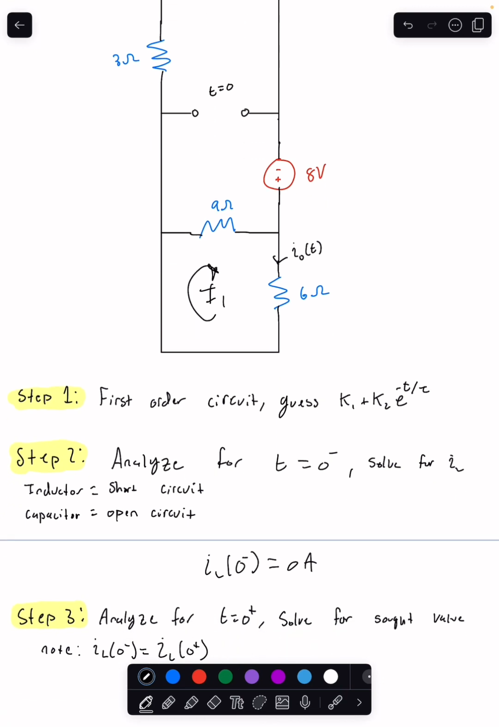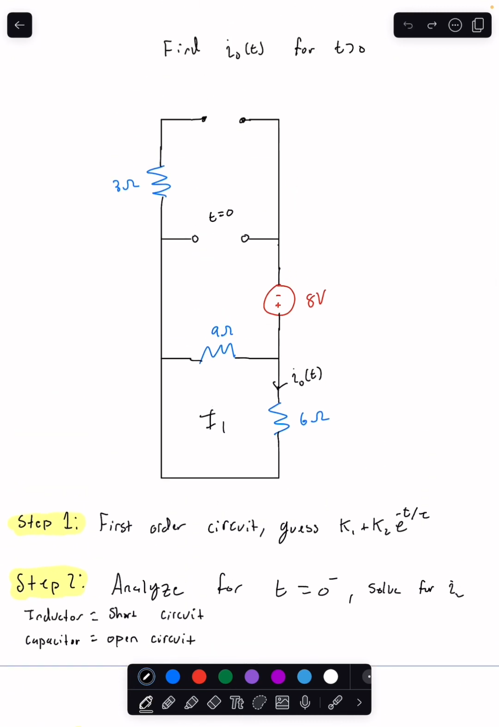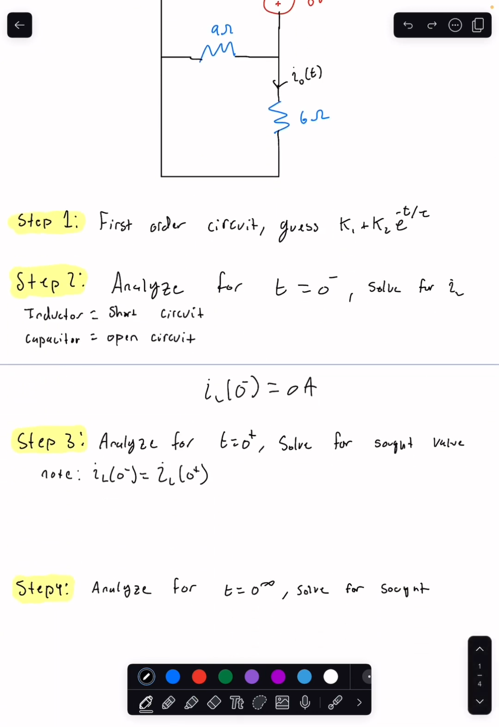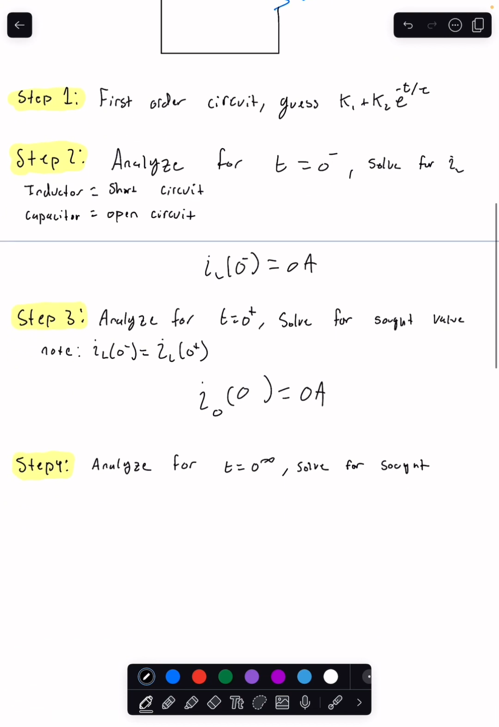And since there's no source here at all, we just have this single loop with two resistors. We can already just know that the I naught is going to be 0 amps because there's no source to actually give any current or voltage. So we know that I naught of 0 plus, or just 0 in general because it doesn't really matter for the sought value, is going to be 0 amps.